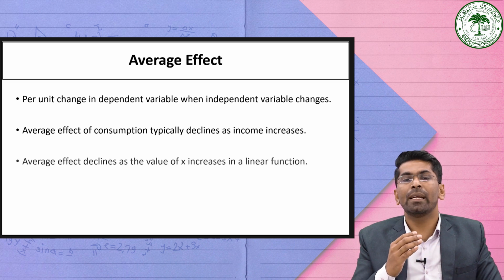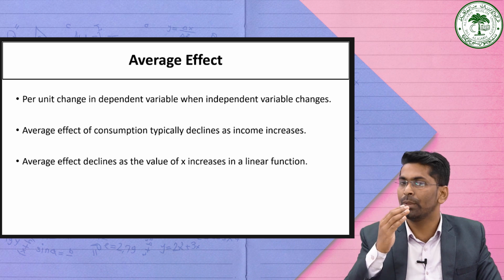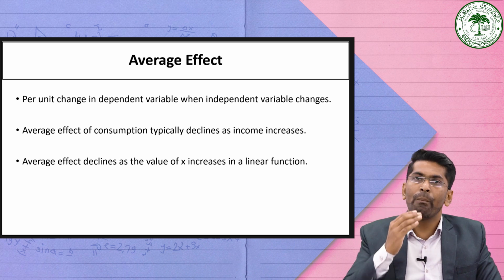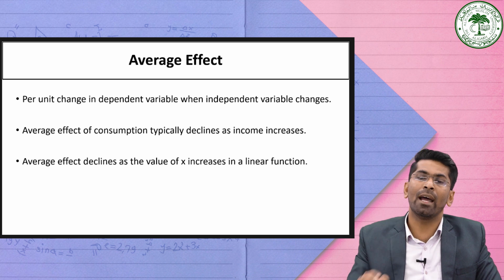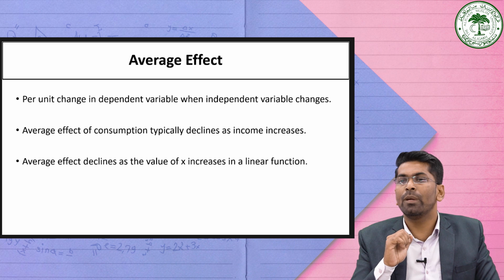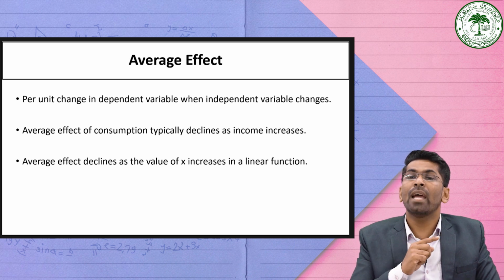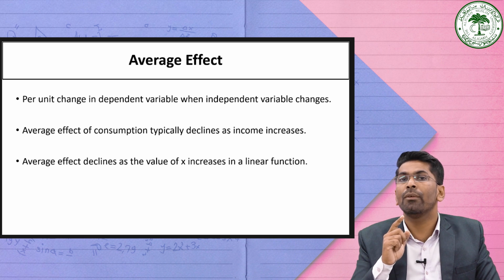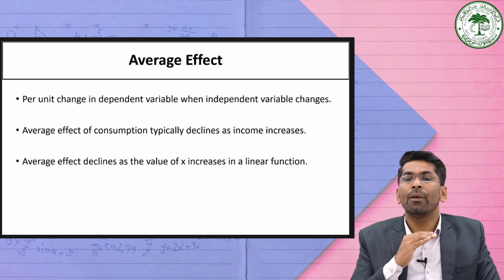And the average effect is declining as the value of x increases, especially in a linear function. But the marginal effect, which we have already discussed earlier, will remain constant across the graph. So geometrically, the average effect is also equal to the slope of the ray. It is the slope of the ray starting from the origin to the function. Rather than making a triangle between two points, we are drawing a particular ray.